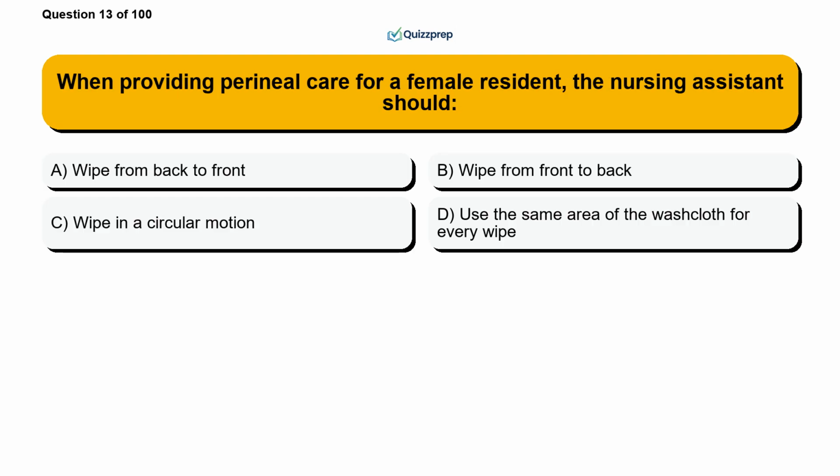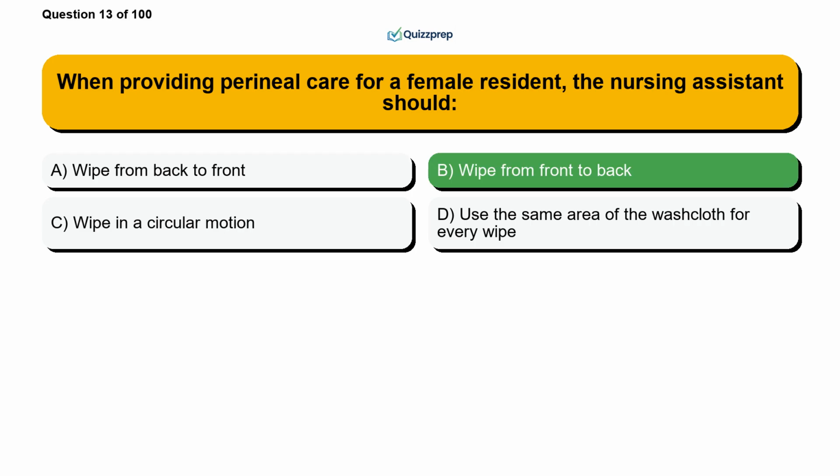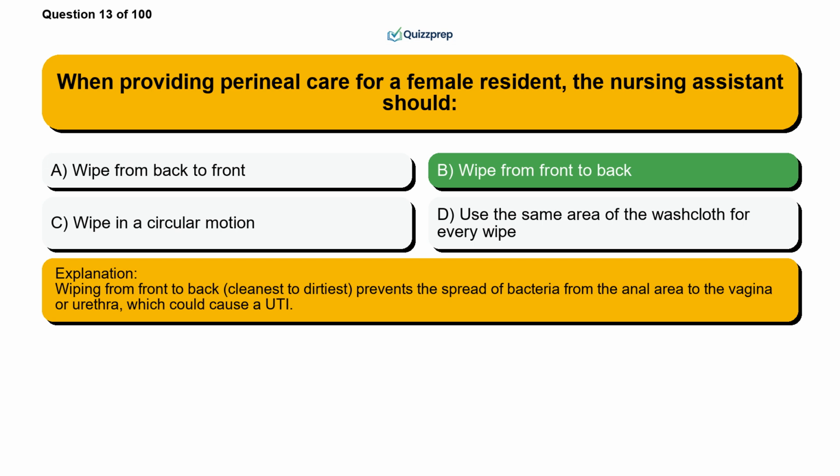Question 13. When providing perineal care for a female resident, the nursing assistant should option A, wipe from back to front, option B, wipe from front to back, option C, wipe in a circular motion, option D, use the same area of the washcloth for every wipe. The correct answer is option B, wipe from front to back. Wiping from front to back, cleanest to dirtiest, prevents the spread of bacteria from the anal area to the vagina or urethra, which could cause a UTI.